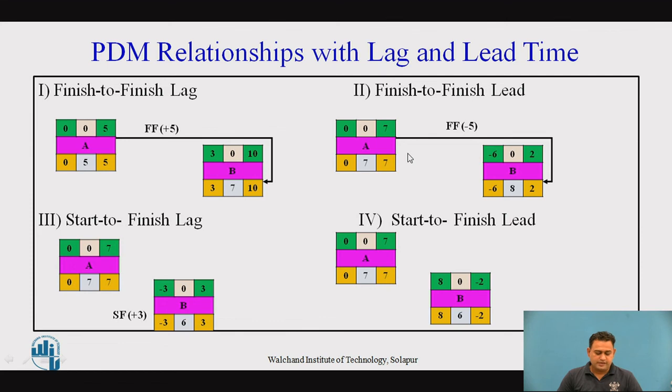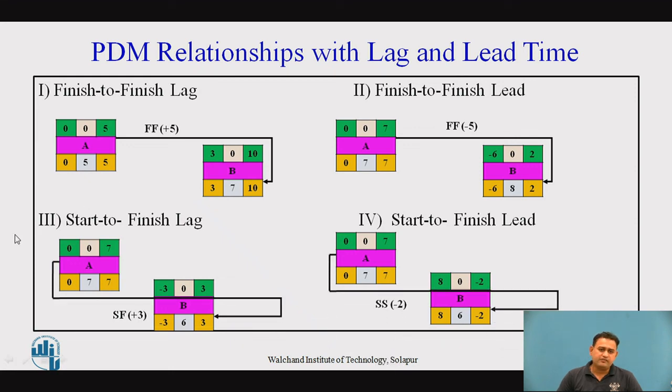Again, when we go for the backward path, here it is a 7, 7 minus 7, it's a 0. Lead. Now next comes the start to finish lag. Okay, coming to the point, here we have the relationship of start to finish. Very rarely we observe such a kind of relationship. 0 plus 7, it's a 7, and here again it has a start to finish, so start to finish plus 3, again 0 plus 3, it's a 3.